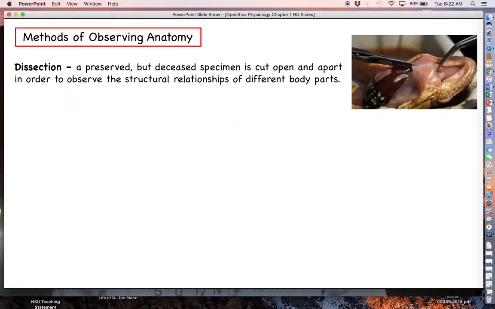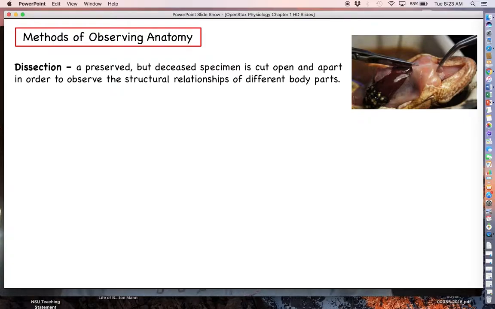So let's take a quick look at some methods of observing anatomy. Now, most of these we're probably not ever going to deal with, but they are at least worth knowing about. So dissection, if you've already taken human anatomy, you're well aware of this by now. So the idea here is that you've got a preserved specimen, but obviously one that is dead, deceased. So you cut apart this specimen in order to observe the structural relationships of all the different organs and components held within. You can gain insight into what these sorts of things do, where they're located, by looking at how they're organized within a deceased specimen.